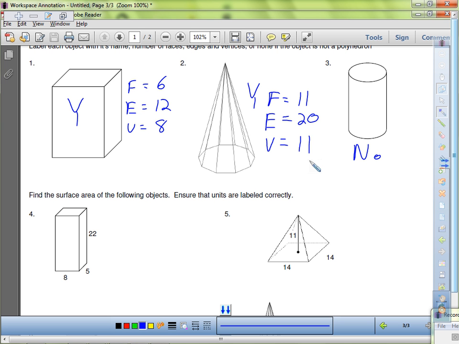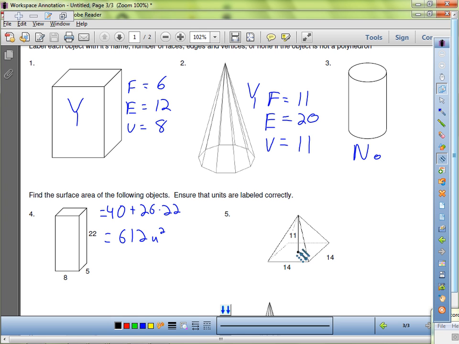Alright, let's go ahead and take a look down here. So, surface area of these objects. This one, just a regular old rectangular prism. Area of the base, which is 40, plus the perimeter, which is 8 plus 5, plus 8 plus 5, which is 26, times the height, which is 22. And I get that to be 612 units squared.